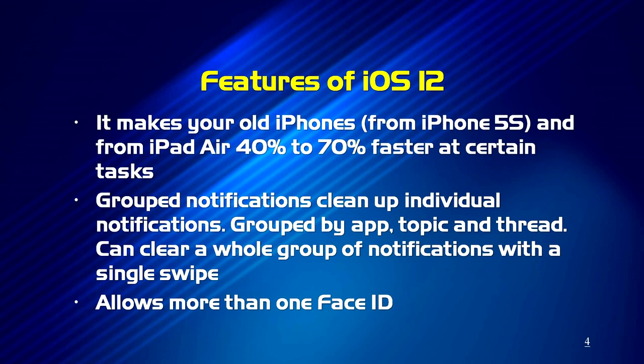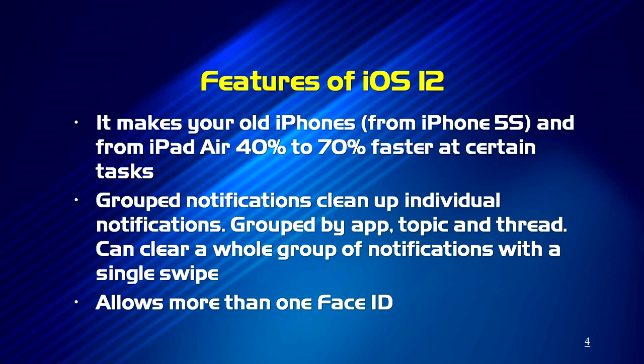Another feature in iOS 12 is grouped notifications, which clean up individual notifications. They are grouped by app, topic and thread. It can clear a whole group of notifications with a single swipe. So, with one swipe you can delete almost all the messages of a specific group. If you think of individual messages, once you wake up in the morning you find a large number of them. This mess of messages will not be there because iOS will group all similar messages for you, and with a single stroke you can delete them.